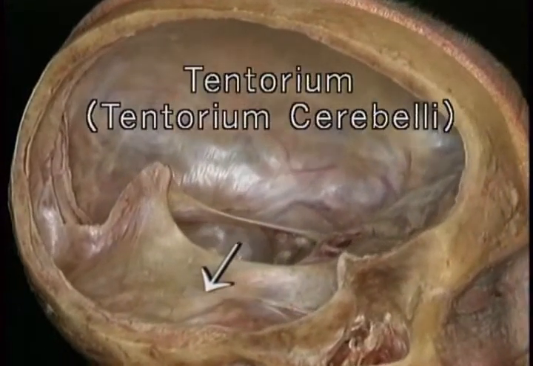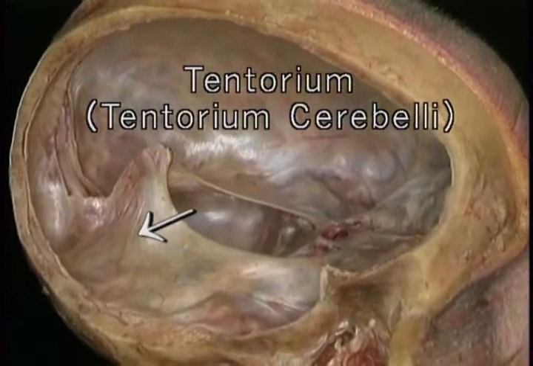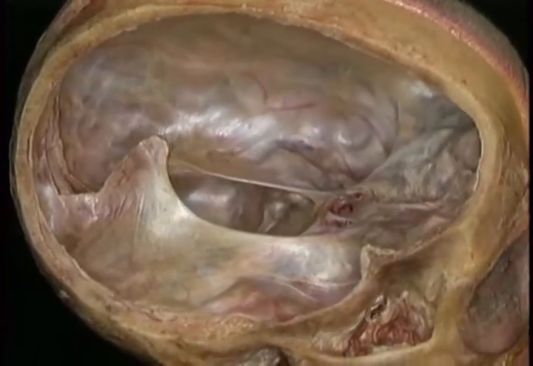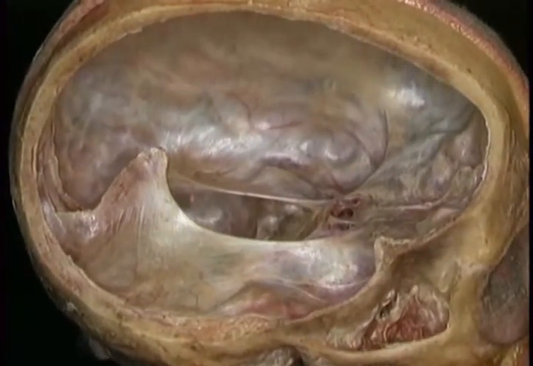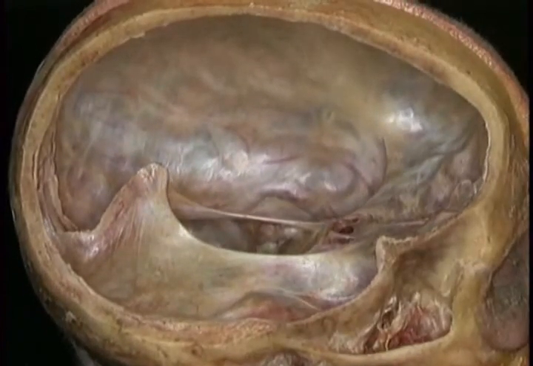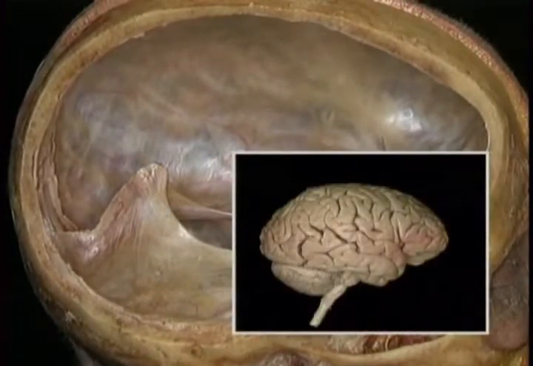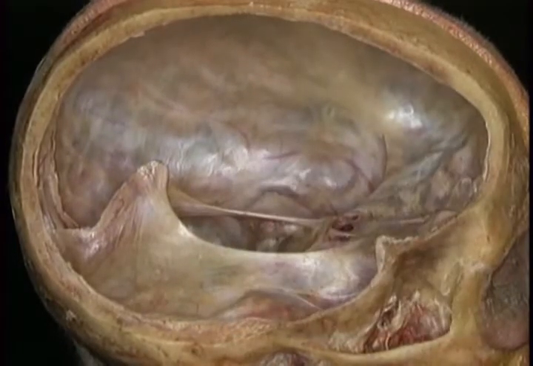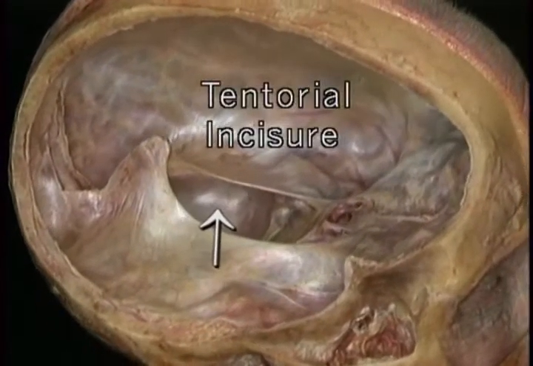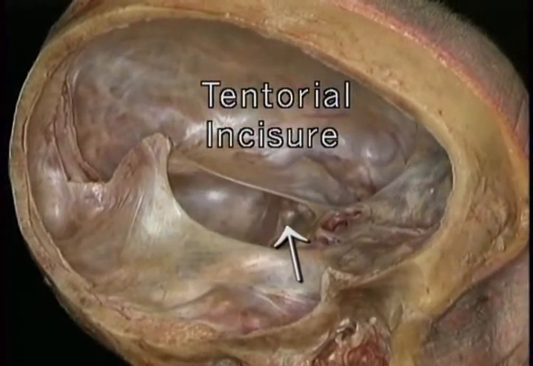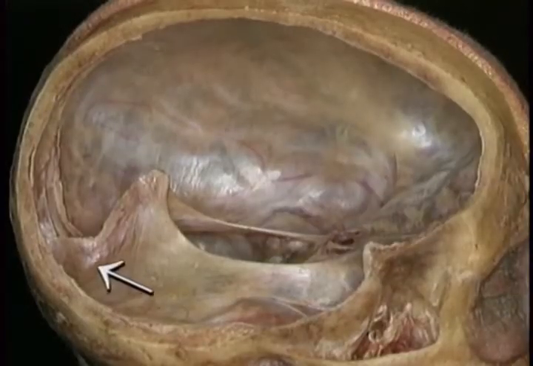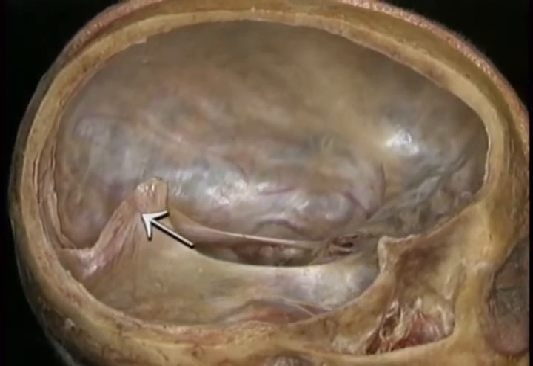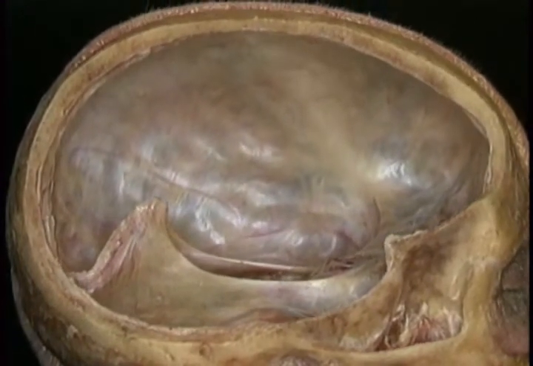here's the tentorium. Its full name is tentorium cerebelli. It separates the posterior cranial fossa from the rest of the cranial cavity and separates two major parts of the brain, the cerebrum above from the cerebellum below. This opening in the tentorium is called the tentorial incisure. In the midline, the tentorium is attached to the other major partition, the falx, which we'll add to the picture.